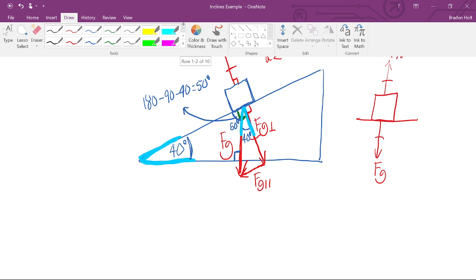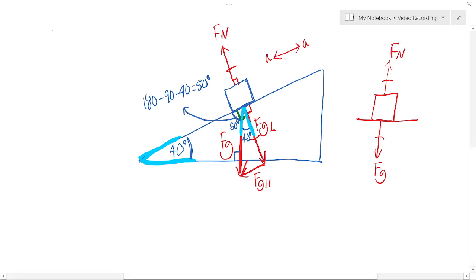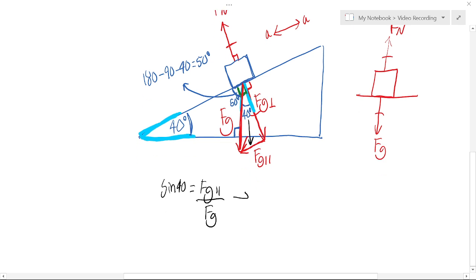Now we can do SOHCAHTOA on this triangle here, and sine theta is equal to opposite over hypotenuse. So sine 40 in this case is equal to FG parallel, because this 40 is opposite to FG parallel, over the hypotenuse, which is FG. If I rearrange this, I get FG parallel equals FG sine 40. That's equal to mg sine 40 because FG equals mg.